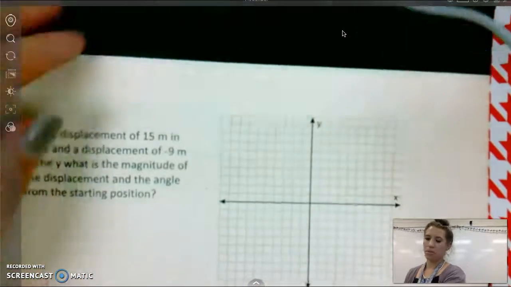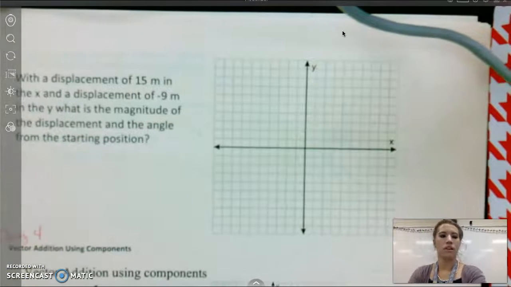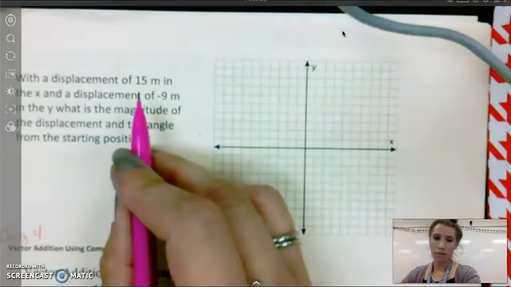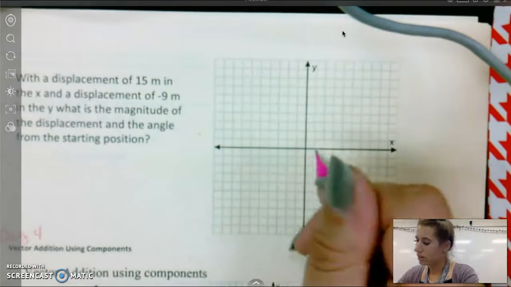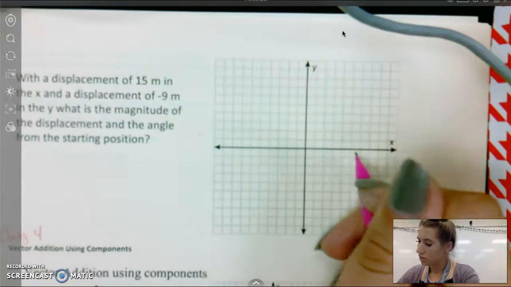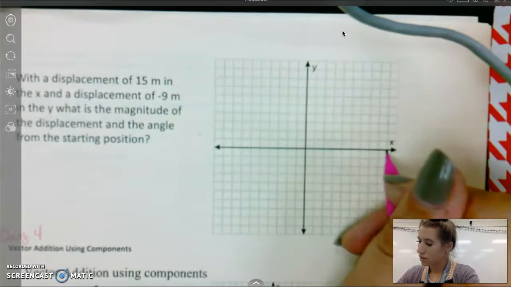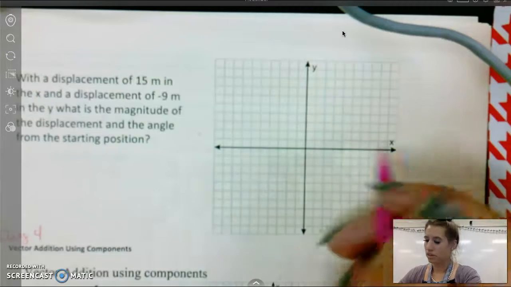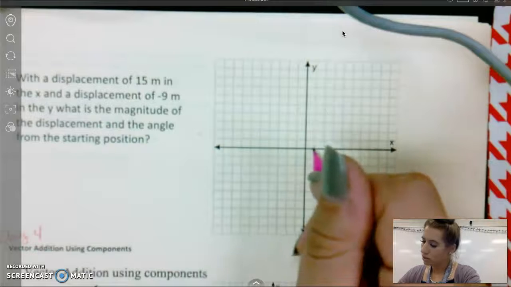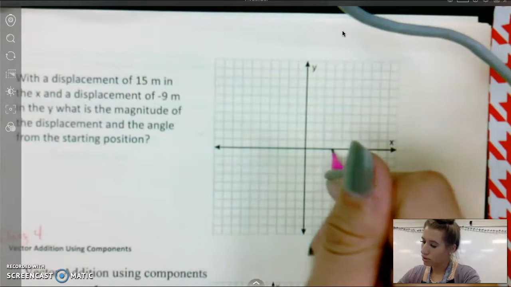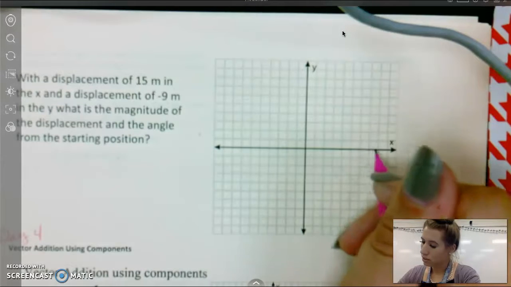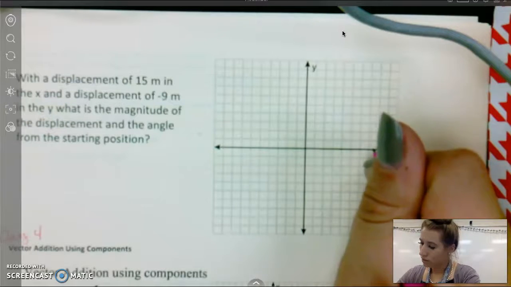Okay, with a displacement of 15 meters in the x and a displacement of negative 9 meters in the y, what is the magnitude of the displacement and the angle from the starting position? Okay, let's look at this. So 15 positive meters in the x. Okay, so how many do we have there? 10. Okay, so we have 10 marks here, so let's double them up. Let's each make them 2. So we're going to do 2, 4, 6, 8, 10, 12, 14, 15.